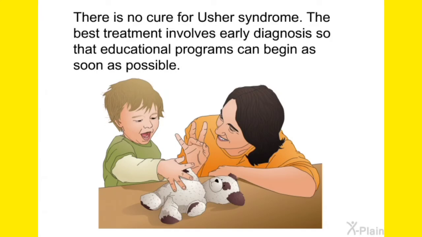Now, is there any cure for Usher syndrome? Unfortunately, no. There is no cure for Usher syndrome. So what is the best treatment? Best treatment is early diagnosis of the condition, that the baby has Usher syndrome. We need to diagnose it early, and accordingly we have to train the baby. Accordingly we have to give special training for the educational purpose of the baby.